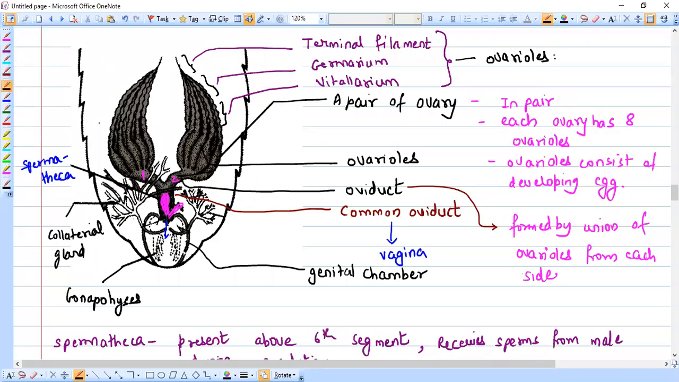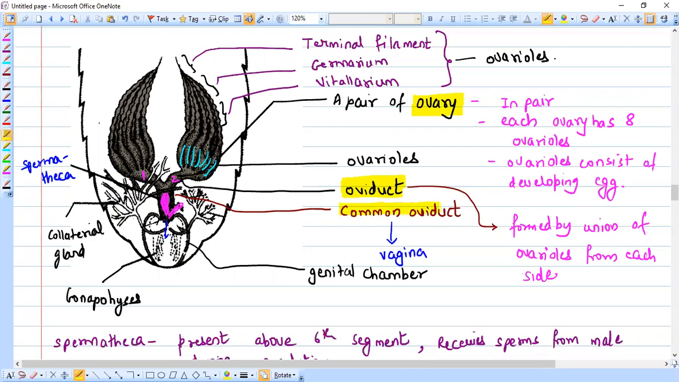So the female reproductive system of cockroach consists of, first, the ovary. The ovary is present in pair. Each ovary has 8 ovarioles. Ovarioles consist of developing eggs. Then there is oviduct. This oviduct is formed by the union of ovarioles. So all these ovarioles unite, and when they unite, it forms a structure that we call the oviduct. There is right oviduct and left oviduct.